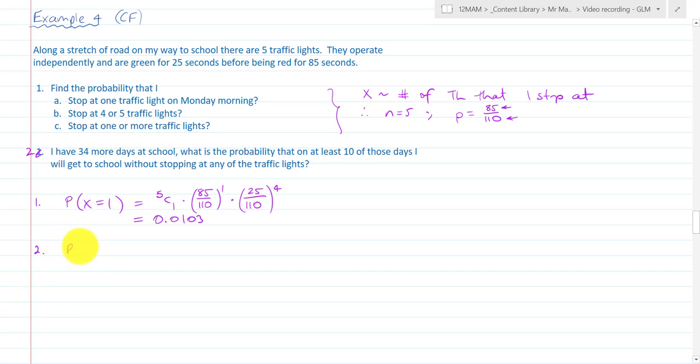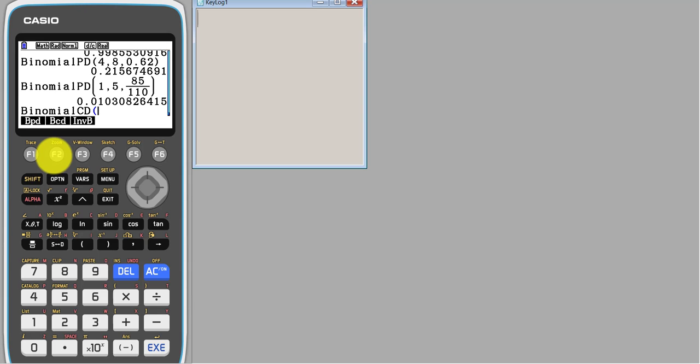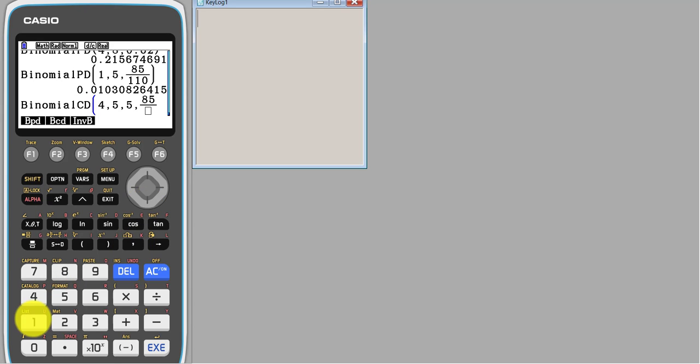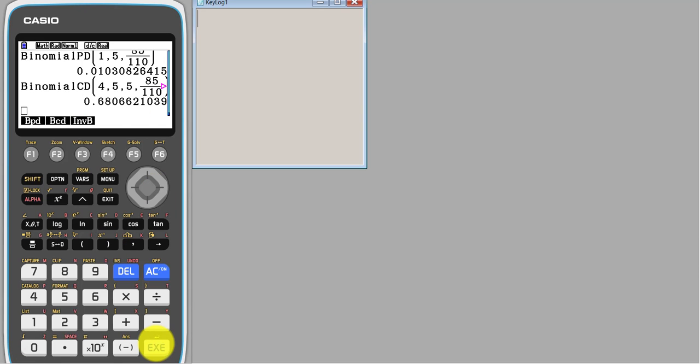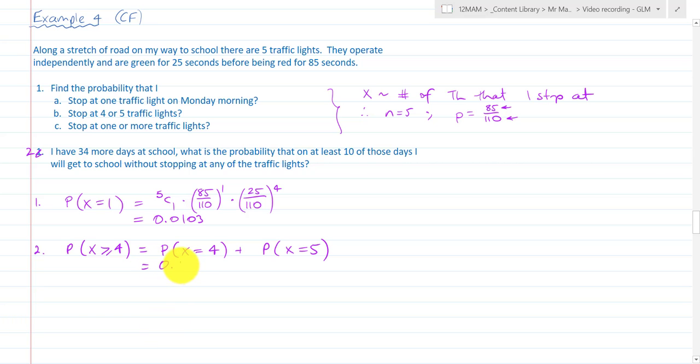Question 2, the probability that I stop at 4 or 5 is X is greater than or equal to 4, and this is the probability that X equals 4 plus the probability that X equals 5, but I'm going to do this straight in the calculator again, and so this is a BCD question. 4 is my lower bound, 5 is my upper bound. There are 5 events, and probability of success is 85 over 110, and that gives me 0.6807.